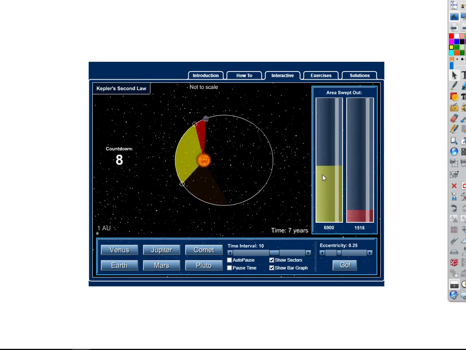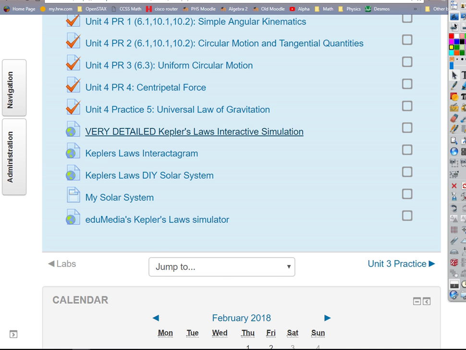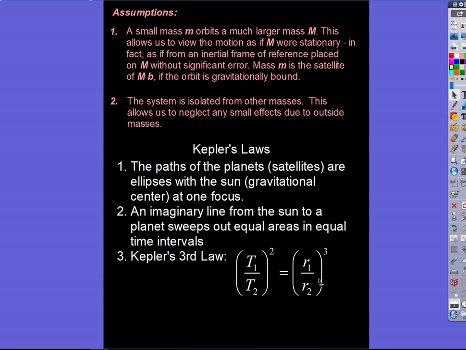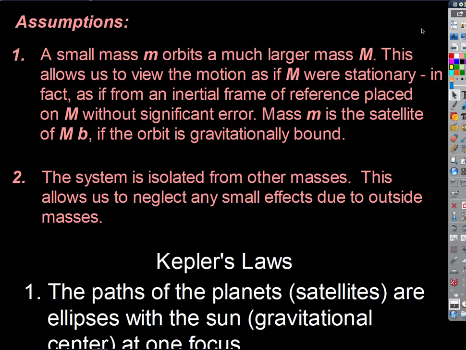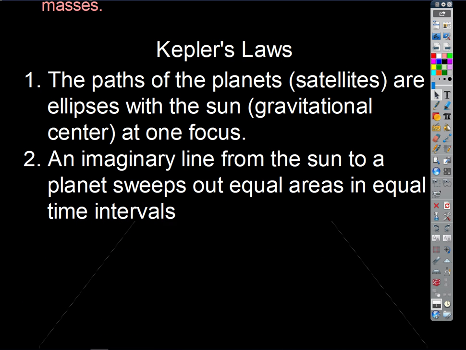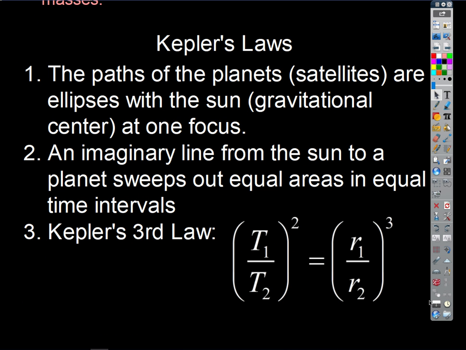Okay, so let's go back here then. Kepler's third law is the one that's quantitative, and I want to derive that. So here's what it says. Kepler's third law just says that if you've got 2 objects orbiting a common center, let's call one of them object 1 and one of them object 2, the square of the ratio of the periods is always equal to the cube of the ratio of the orbital radii. Okay?